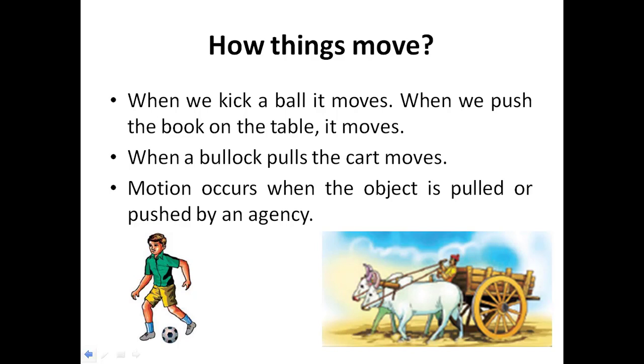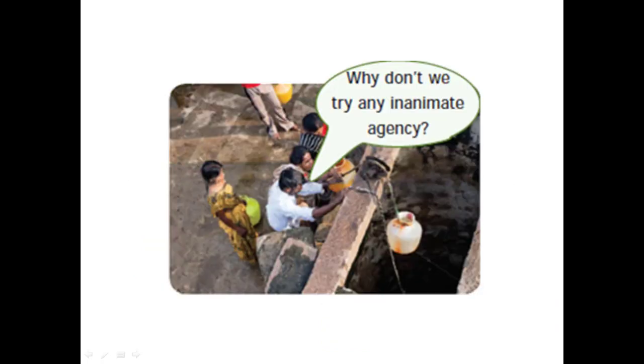How things move. When we kick a ball, it moves. When we push the book on the table, it moves. When a bullock pulls a cart, it moves. Motion occurs when the object is pulled or pushed by an agency. Why don't we try an inanimate agency?